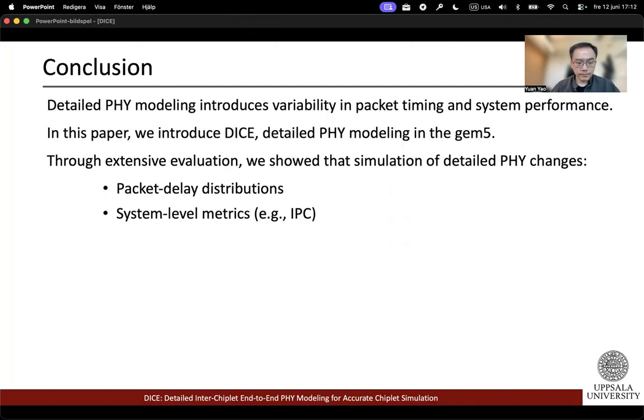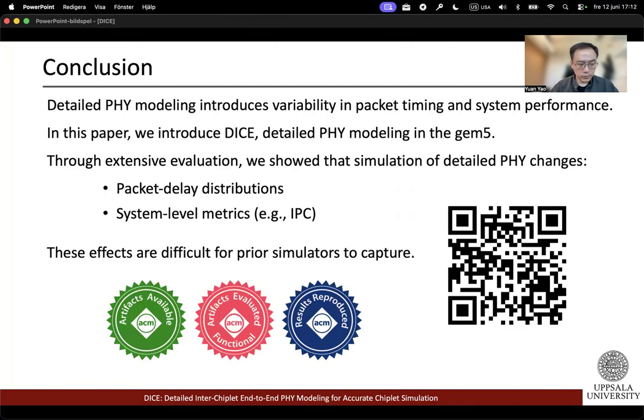So, to conclude, detailed PHY behavior matters now for chiplet simulations. Current architectural simulators often model inter-chiplet links as fixed-latency connections. DICE adds all the missing details. For example, DICE models end-to-end PHY modeling. It models encoding, modulation, channel noise, demodulation, FEC decoding and encoding, etc.